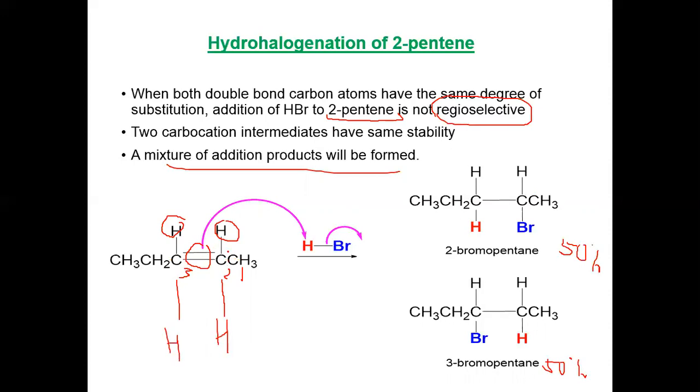Sebab kalau kamu tengok, dua-dua akan jadi carbocation. Sorry, bukan primary. Secondary carbocation. Kalau kamu letak kat sini pun jadi secondary. Kamu letak kat sini pun jadi secondary. So dia balance. Have same stability. Intermediate carbocation dia sama. Secondary untuk dua-dua. So both have the possibility, both have the same percentage of stability to produce products.